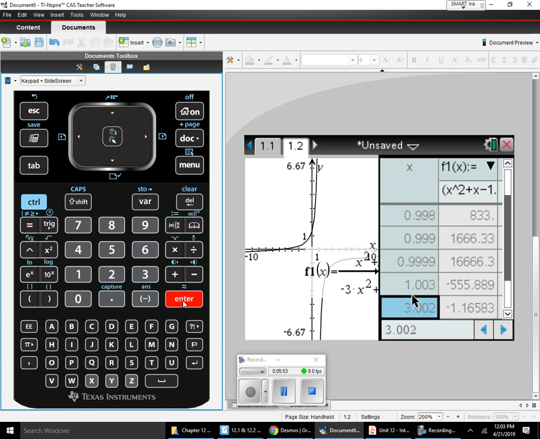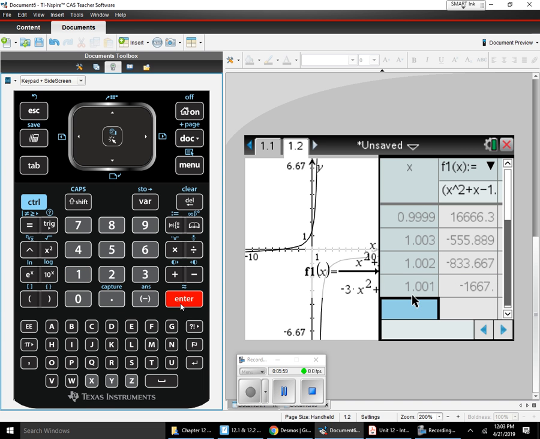1.003, 1.002, 1.001. Those numbers are also getting bigger and bigger and bigger, but in the negative direction. Negative 555, negative 833, so on and so forth. That is our infinite discontinuity.